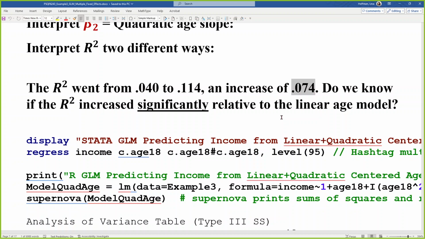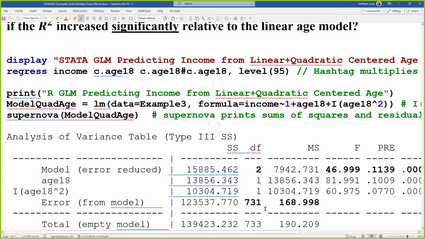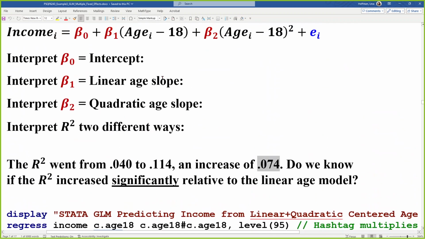What do you think happens if I add two new things? I'd either have to test them one at a time, or I'd have to lump them together to test their joint contribution. That's in the next unit. Actually, it might even be in this one. So, putting it all together: the linear model that only had linear age accounted for 4% of the variance. After adding quadratic age, the R-square went up to 0.114. If the beta 2 slope is significant, then the change in the R-square has to be significant too.